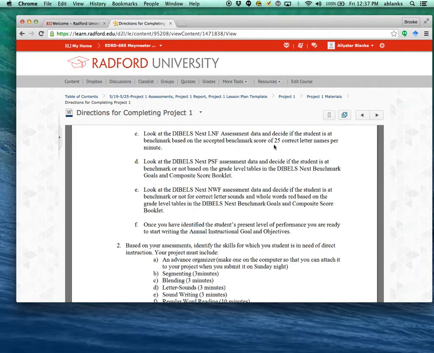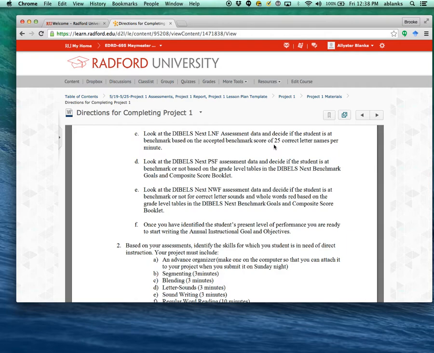And for letter naming fluency, if you remember, letter naming fluency is really a measure of lexical recall. And so we just have a basic benchmark score of 25 correct letter names per minute, no matter what age or grade the student's in. So if they are at 25 or above, then the way that we report the data is that the student was able to produce X number of correct letter names per minute. Therefore, we believe that any difficulties with reading are unlikely to be due to problems with lexical recall.